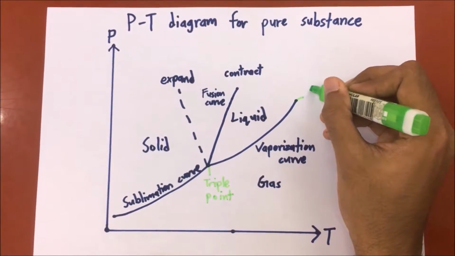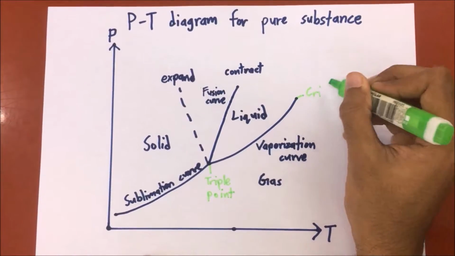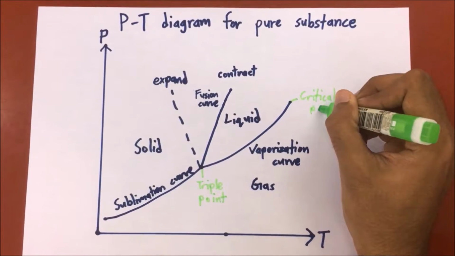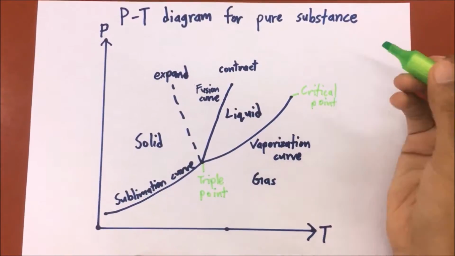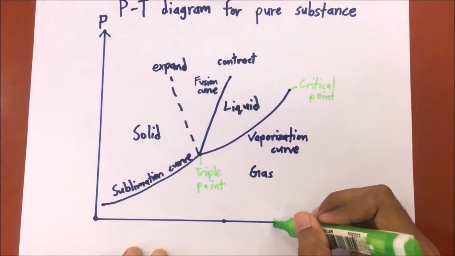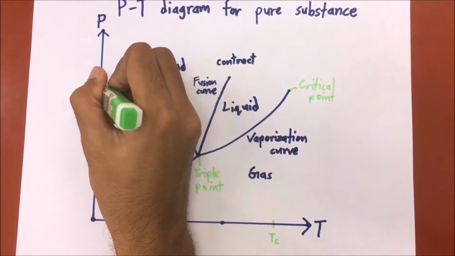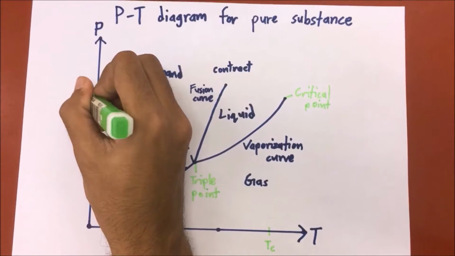The triple point is a point where solid, liquid and gaseous phases all exist in equilibrium. The critical point is a point where the liquid and gaseous phases cannot be distinguished from each other, and past this point, no phase boundaries exist.